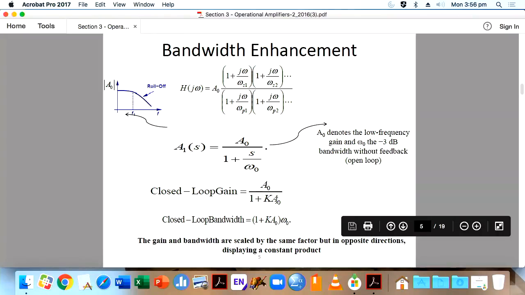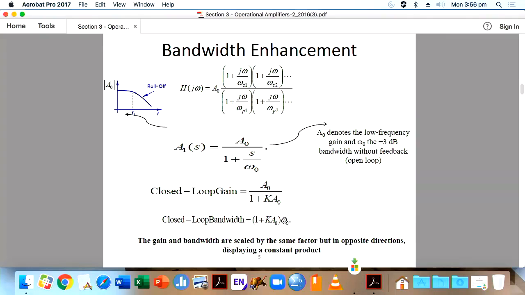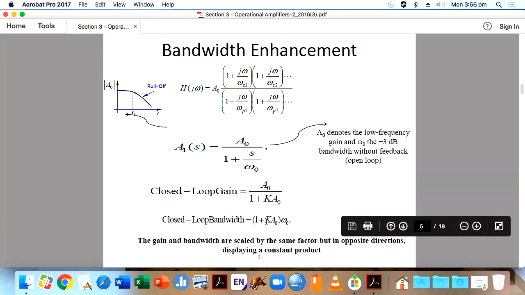So for LM741, the closed loop gain equals A0 by 1 plus k into A0. The closed loop bandwidth equals 1 plus k A0 into omega 0, meaning that much multiplication is possible when you have negative feedback. And omega 0 is the bandwidth without feedback. For LM741, omega 0 we have checked, it is around 3 hertz, very small. But we can increase the bandwidth by negative feedback, by 1 plus k into A0.